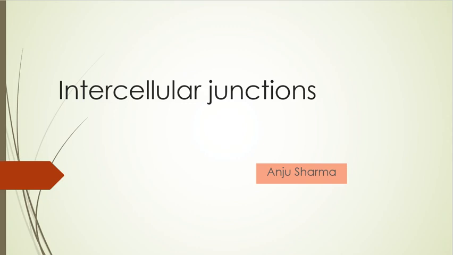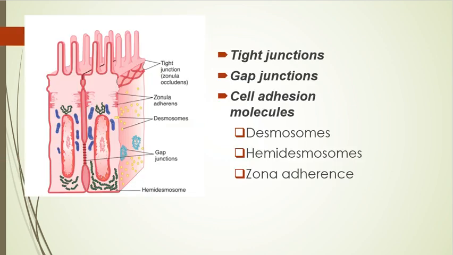Today's topic is intercellular junctions. Intercellular junctions are the junctional proteins which hold the tissue together to give strength and stability to the tissues. And obviously they play many more functions which we'll study in coming slides.